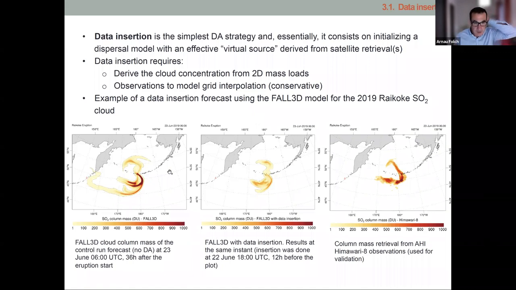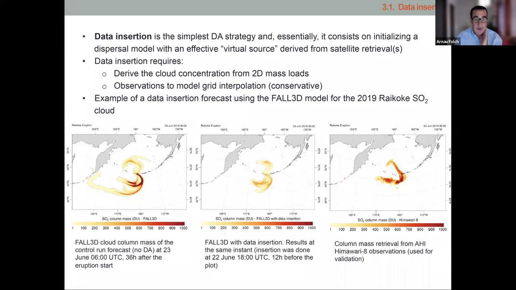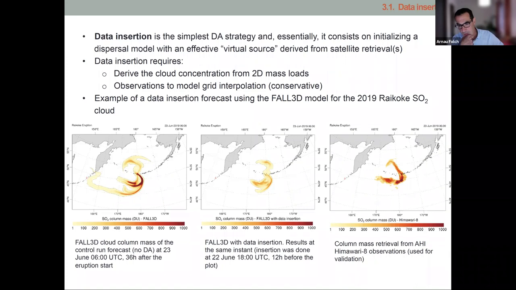You can see here some examples. The image on the left is a full 3D model simulation without data assimilation for the SO2 in this case. It's not ash, it's the SO2 cloud of the 2019 Raikoke eruption. This is what you can have, for example, without data insertion. And this is the result of a simulation that has used data insertion before this snapshot. The insertion was done 12 hours earlier, so this is what you have 12 hours after the insertion. And this is a comparison with one retrieval from the Himawari satellite. And as you may see, when you use data insertion, you improve notably the forecast with respect to the simulation that had no data insertion.